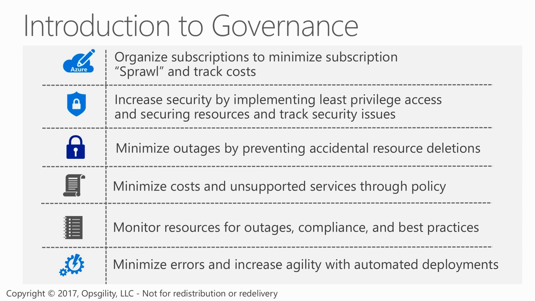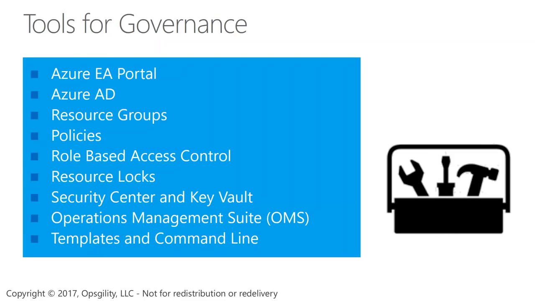Another real key feature that we'll need to cover is a topic called resource manager policies. This is going to enable us to minimize costs as well as just prevent unsupported services from being deployed in our subscription. We'll talk about how you can monitor resources for outage. We'll look at the activity log, sort of the audit log within Azure. And also we'll discuss the capabilities to minimize errors and increase an organization's agility by using automation. So we have all these features available in Azure, and we're going to dig into those.